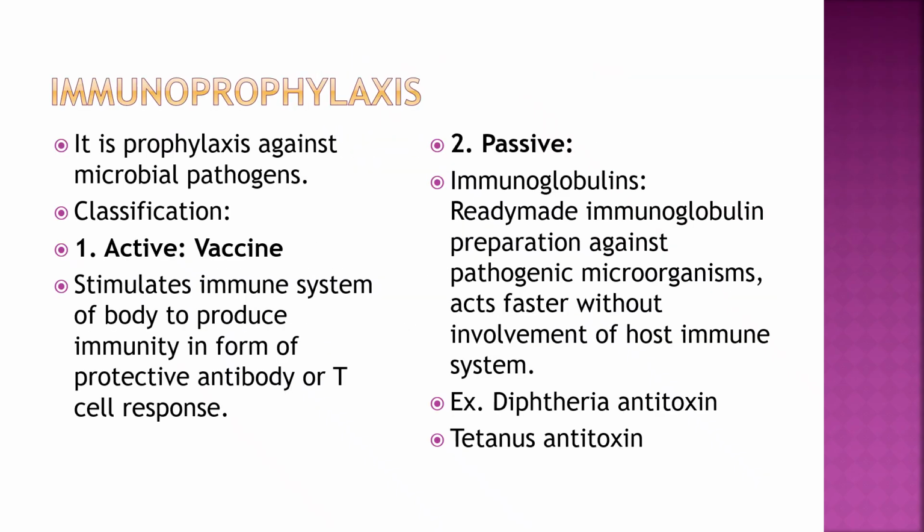Hello students, today we will talk about immunoprophylaxis. What is immunoprophylaxis? It is prophylaxis against microbial pathogens. It is given in two ways, active and passive. Active immunoprophylaxis is usually given in the form of a vaccine. What is the role of a vaccine? It stimulates the immune system of the body to produce immunity in the form of protective antibody by B cells or T cell response. And passive is given by immunoglobulins, which are ready-made immunoglobulin preparations against pathogenic microorganisms. They act faster, without involvement of the host immune system. That is passive. Examples are diphtheria antitoxin or tetanus antitoxin.